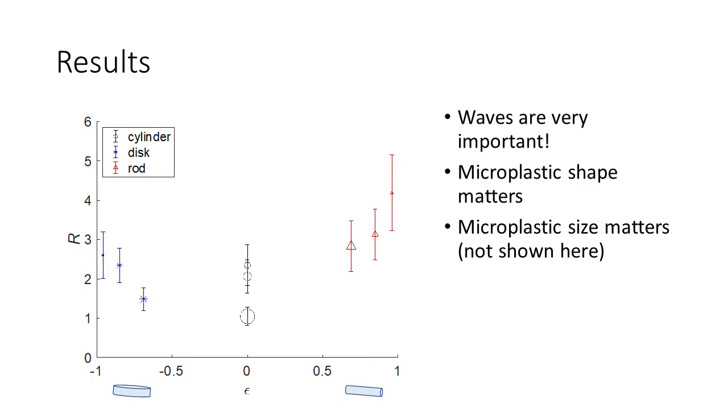So rods are on the right-hand side and disks are on the left-hand side. And we can see that particle shape is also extremely important. Rods disperse more than disks, and thinner rods disperse more than thicker rods. And so knowing things like this about the impact of waves and microplastic shape on the dispersion of microplastics gives us a sense of how microplastics are being dispersed in the ocean and helps us then better understand where microplastics are going and how they are getting there in the ocean.